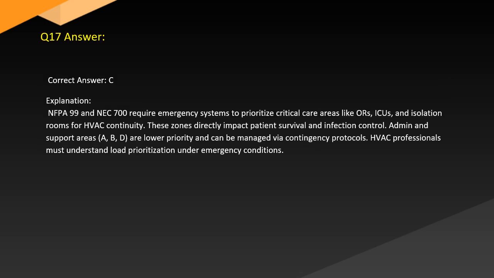Answer. Correct answer: C. Explanation. NFPA 99 and NEC 700 require emergency systems to prioritize critical care areas like ORs and isolation rooms for HVAC continuity. These zones directly impact patient survival and infection control. Admin and support areas (A, B, D) are low priority and can be managed via contingency protocols. HVAC professionals must understand load prioritization under emergency conditions.